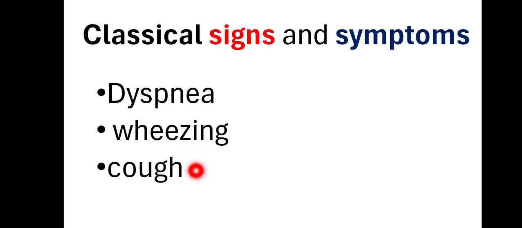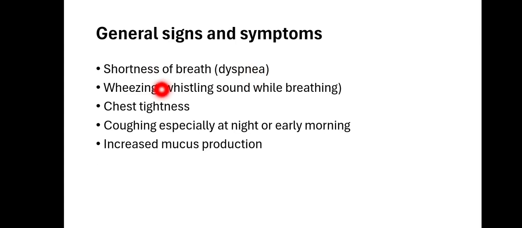If someone is coughing more often, you understand. So now we go to the general signs and symptoms. These general signs and symptoms are away from what we are talking about. However, dyspnea, we are going to include it because it is the classical sign. Wheezing, we are also going to include it. Chest tightness and coughing, especially at night or early morning. Increased mucus production. Then you just know that this particular person might be asthmatic.